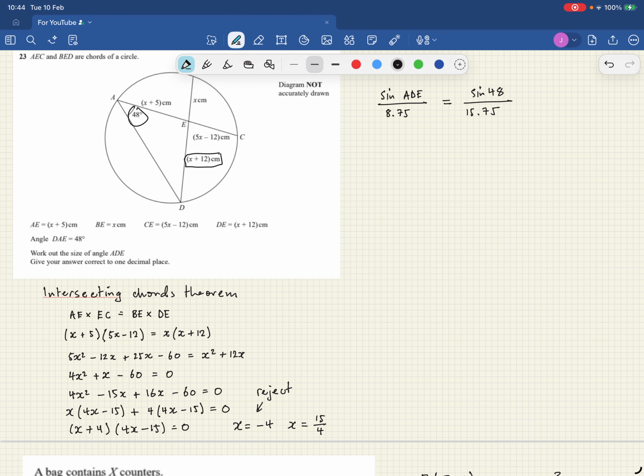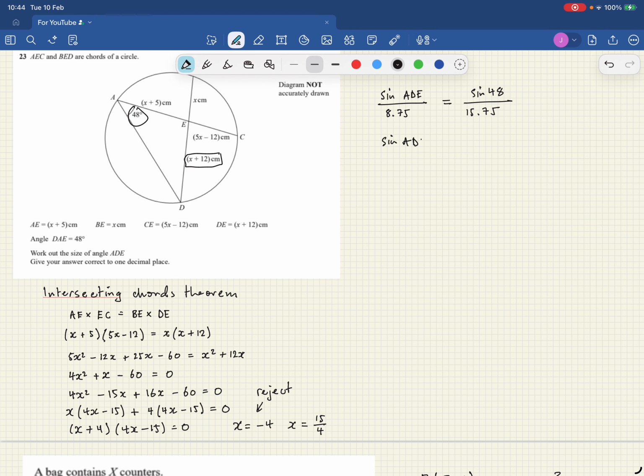And I want to rearrange that, so I've only got the sine of ADE on one side. Or I may even get ADE on one side. I'll show you how that works anyway. The sine of ADE is going to be equal to 8.75 times the sine of 48 all over 15.75. That is sufficient working.